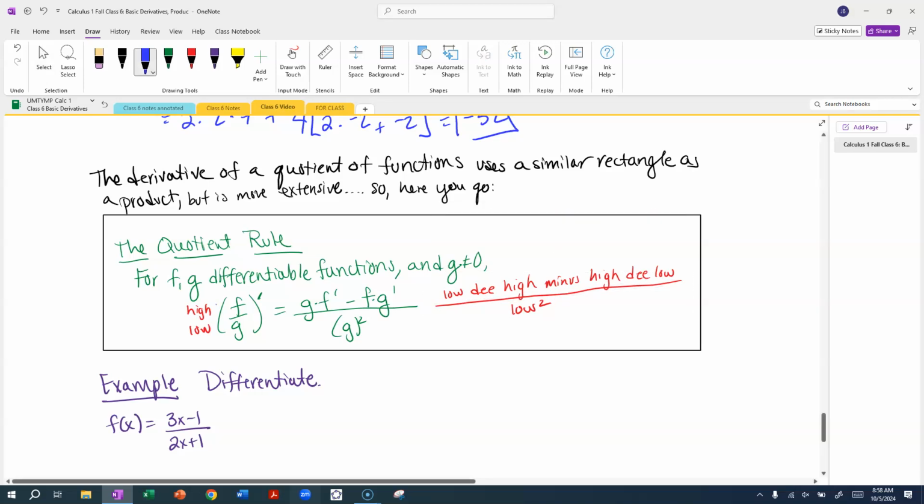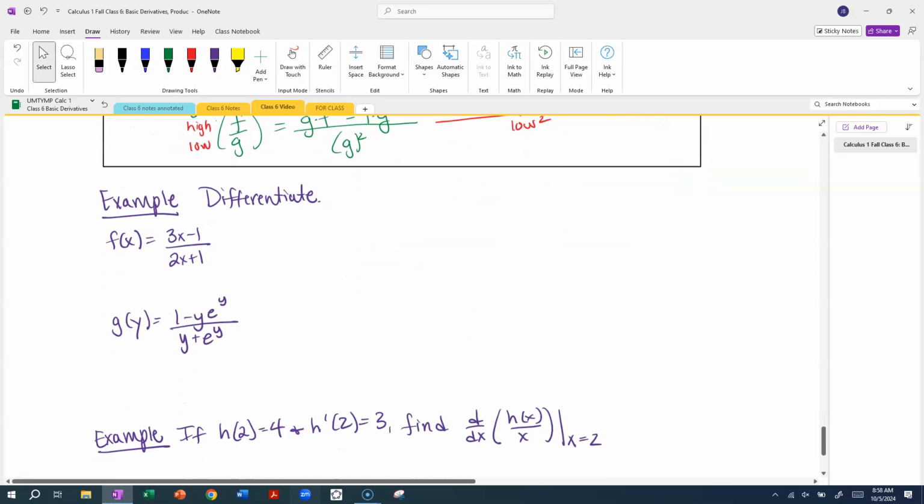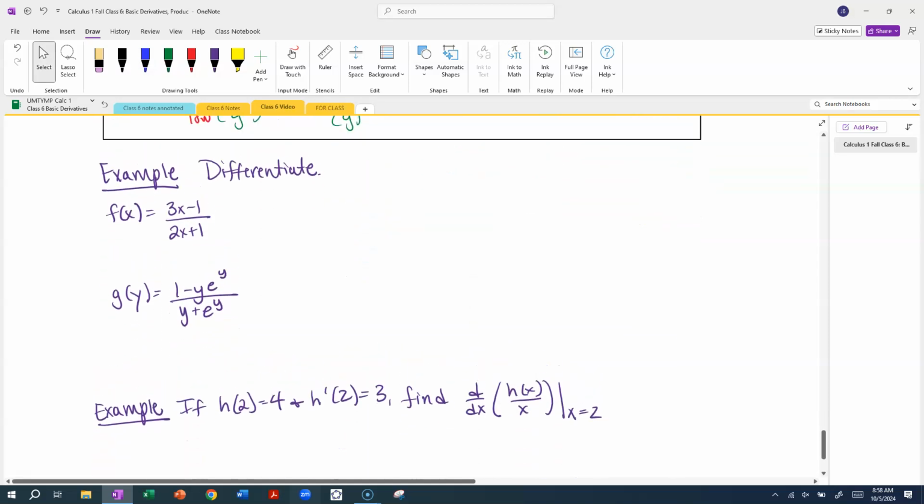I call them highs and lows. If you take that derivative, you end up with this rule where you do g times f prime minus f g prime over g squared. Again, it's been ingrained in my brain as a little mnemonic. So you do low, d high, minus high, d low, all over low squared. That's just always stuck in my brain, and I use that literally every time I have to differentiate a quotient of functions.